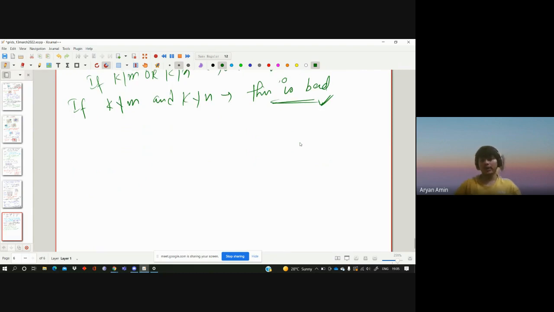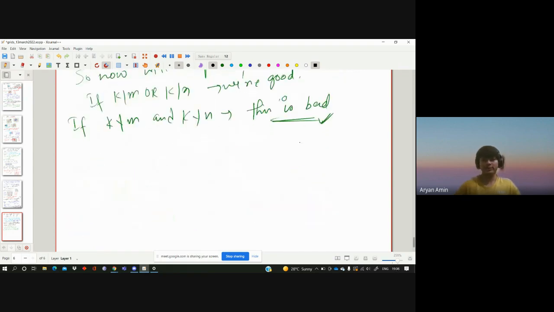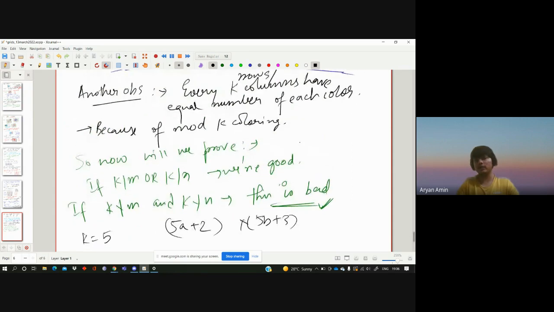So now think about it. From this observation, what can you say? Suppose our k was 5, and you are trying to tile 5a plus 2 cross 5b plus 3. Obviously it can't be tiled because k doesn't divide mn, but let's not think about that for a while. Just let us think about how we can optimize our structure using this observation.